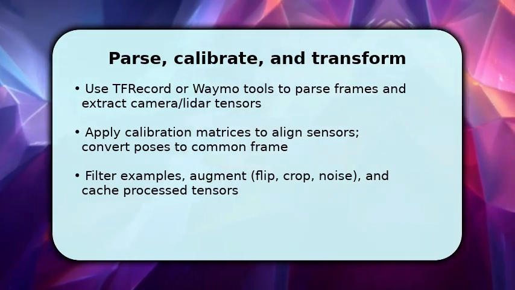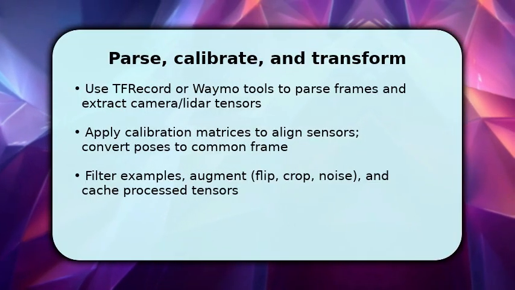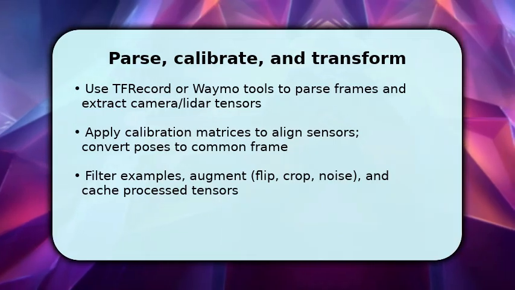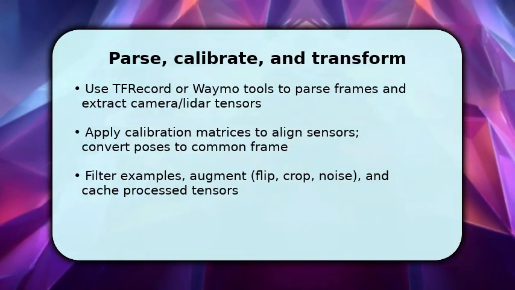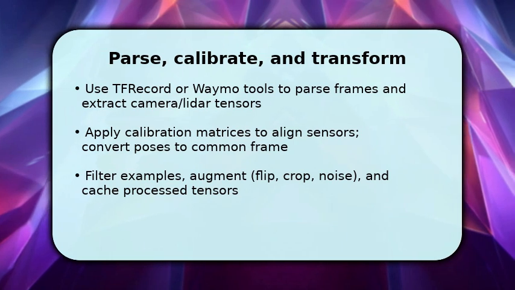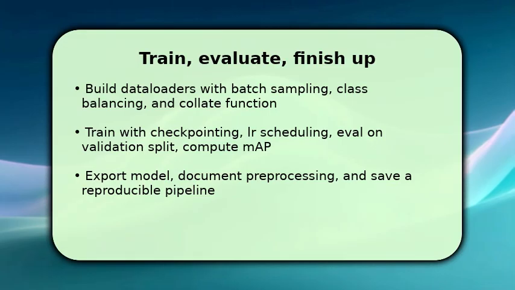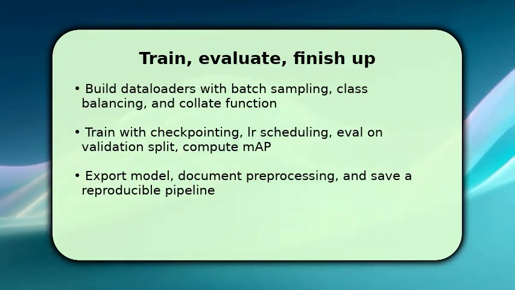Once aligned, filter out low-quality frames, apply deterministic augmentations like flips and crops and randomized noise for robustness, and cache processed tensors to disk to speed up iterative training and evaluation. You should set up data loaders that handle variable-sized point clouds and images, include class balancing, and efficient batching.